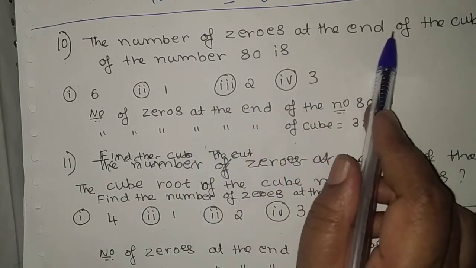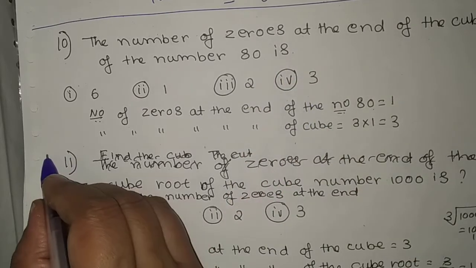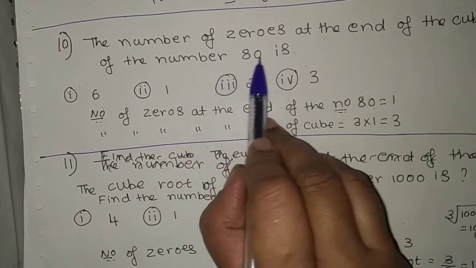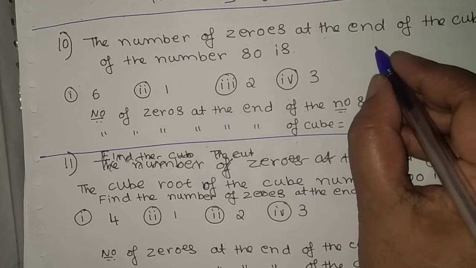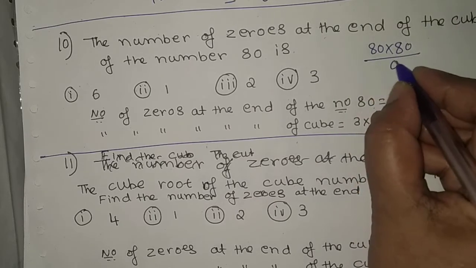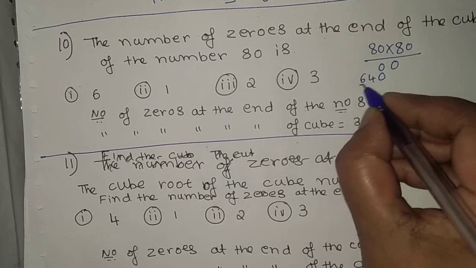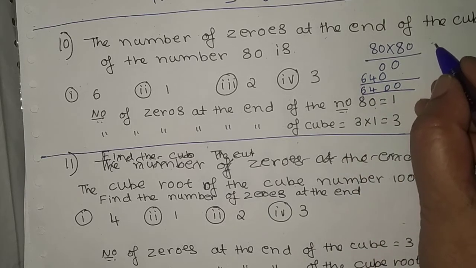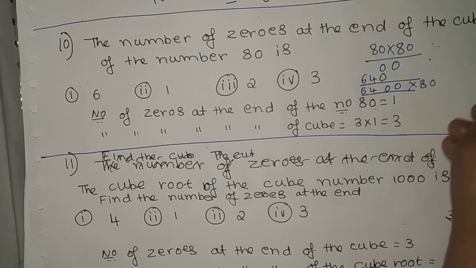The number of zeros at the end of the cube of the number 80 is. So what we have to do here? What is 80 into 80? 80 into 80 will be 0, 0, 0 and 8 8s are 64. So how many zeros do we get for the square? 2 zeros we got.